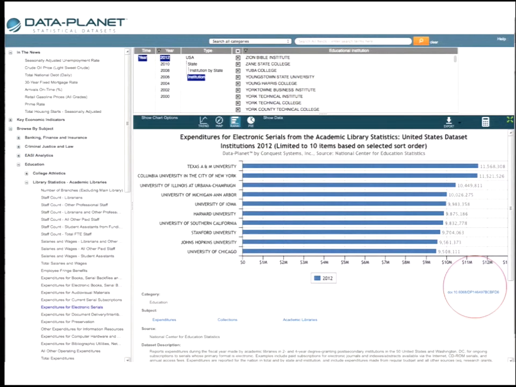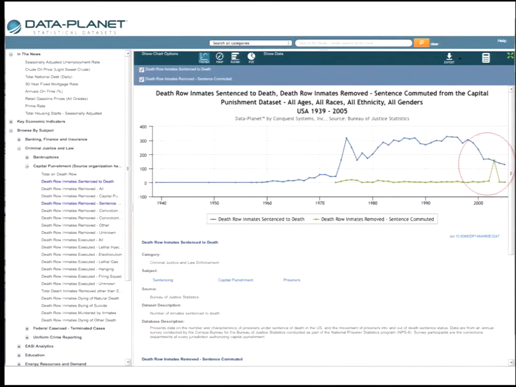Here's another one, expenditures for electronic serials from the academic library statistics data set. I think this might be of interest to a few people in the room. Who thought that University of Iowa would have been number 5 in the country in terms of expenditures for serial publications? The DOI is circled down on the right-hand side. So that DOI would resolve to an image like this with the description underneath it for any authenticated or unauthenticated user.